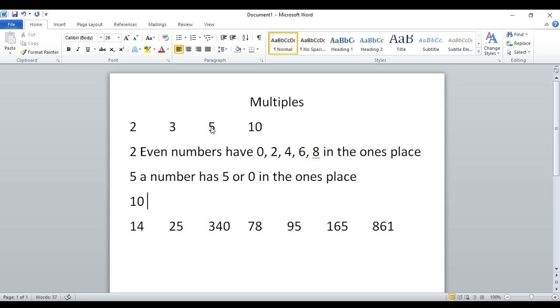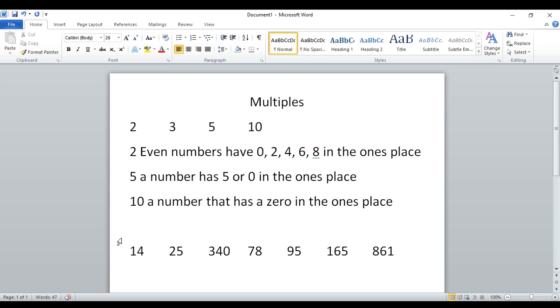So we're going to try 10 next. A number that has a 0 in the ones place will be a multiple of 10. So let's look at our samples here. 14. Will 14 be a multiple of 10? No, there's nothing we can multiply by 10 to get 14. That does not work. There's not a 0 here, so that will not work. What about 25?